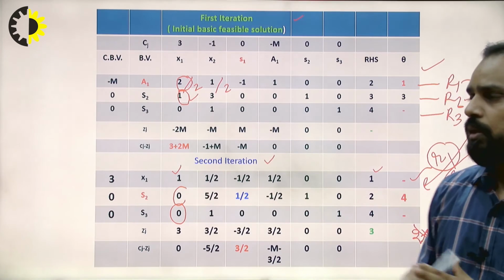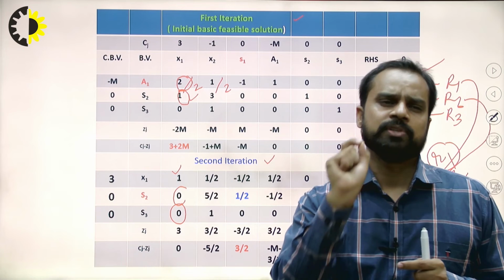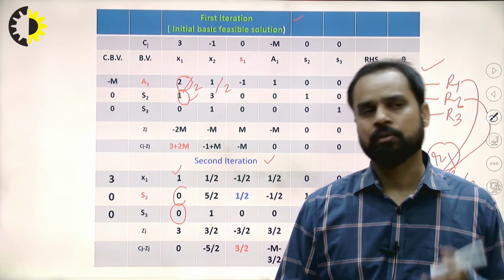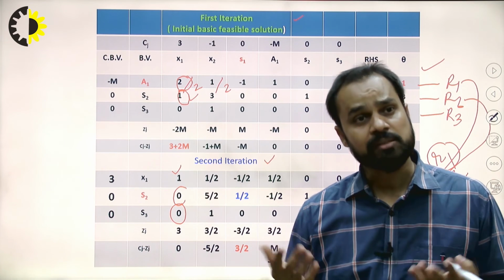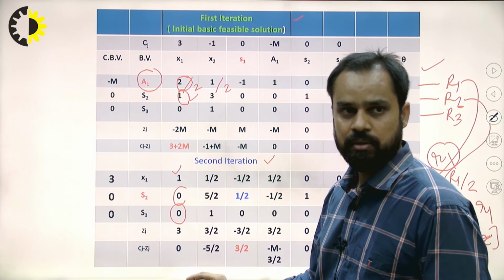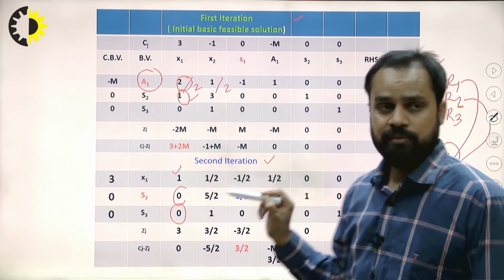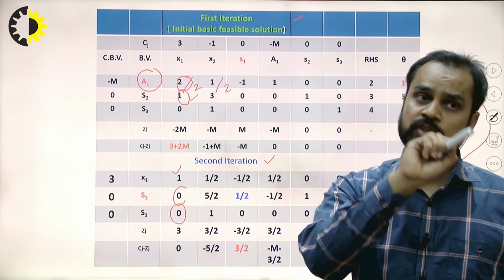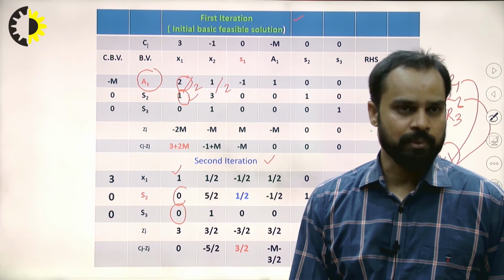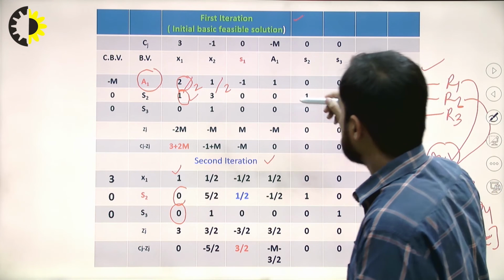And another thing, whenever we are solving a problem with the help of the big M method, once the artificial variable leaves the basic variable table, it will never be part of the basic variable table again. Just like in this problem, this artificial variable has left. Now there is no artificial variable. Once the artificial variable leaves the basic variable table, it will never be re-admitted.